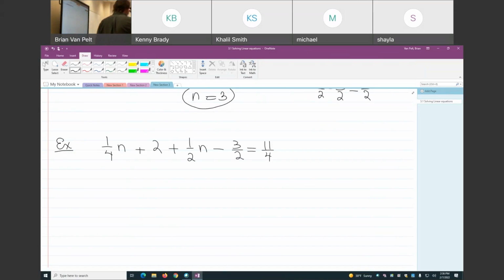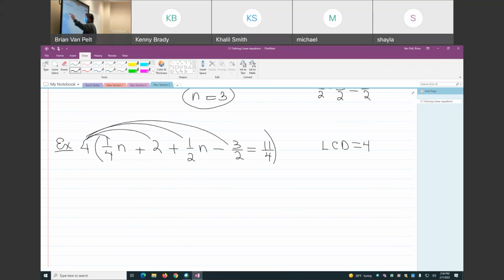Second method is to notice that the LCD is 4. So make a note somewhere that the LCD is 4. That way you know why you're multiplying by this thing. And so you're going to distribute this among all 5 pieces. And if you do this, you'll get better at it as you go along. Like, for instance, a lot of students after a while can simply do this.